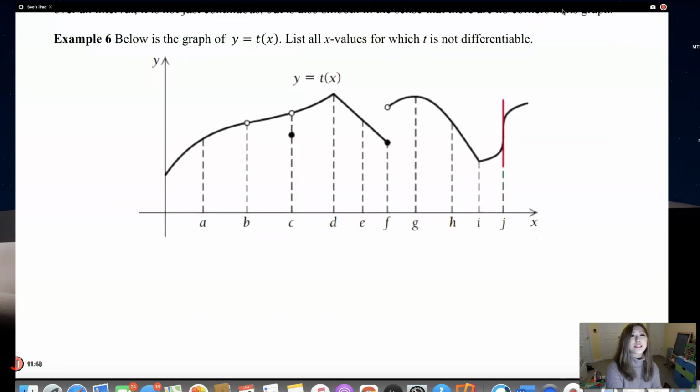All right, example 6. Below is a graph of y equals t of x. It's a fun-looking graph. It says, list all x values for which t is not differentiable. Guys, we divided into like 3 different cases, so I'll do it that way again. I will say case number 1, t is discontinuous.